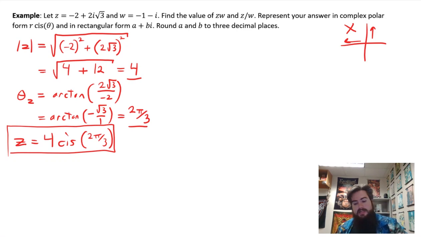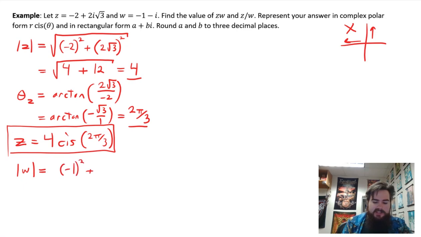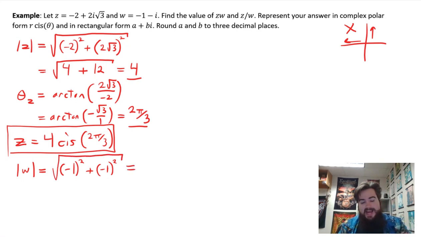I also need to be able to expand w using the same process. The modulus of w here is going to be, again, using the Pythagorean theorem, negative 1 squared plus negative 1 squared under a square root. That is simply going to simplify to just the square root of 2.